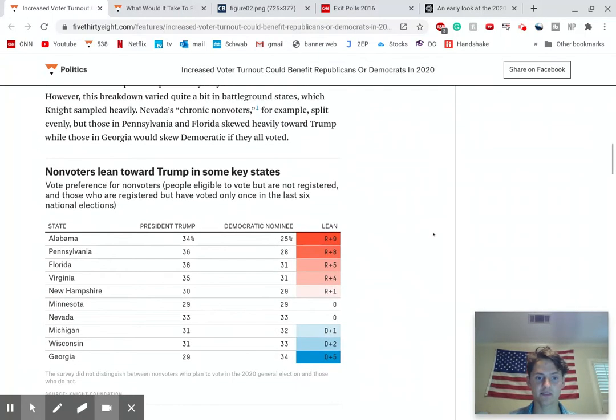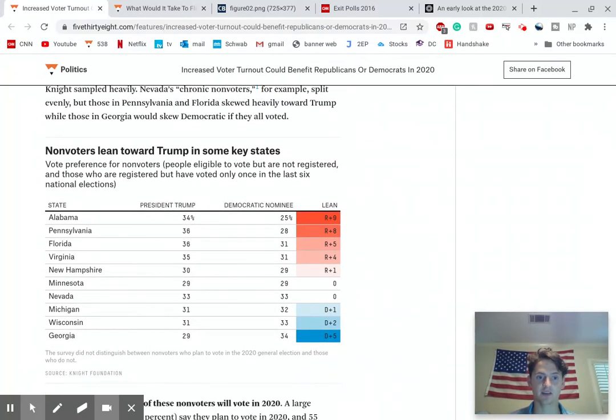So this is the model that I think is very, very interesting. The voter preferences of people who don't normally vote, which really is not relevant. We see that in Alabama, which makes sense. It's a pretty conservative state. There's probably people who just don't vote in the election because they know their vote doesn't matter. But if we look at the key swing states, in Pennsylvania, President Trump got 36% and the Democratic nominee got 28%.